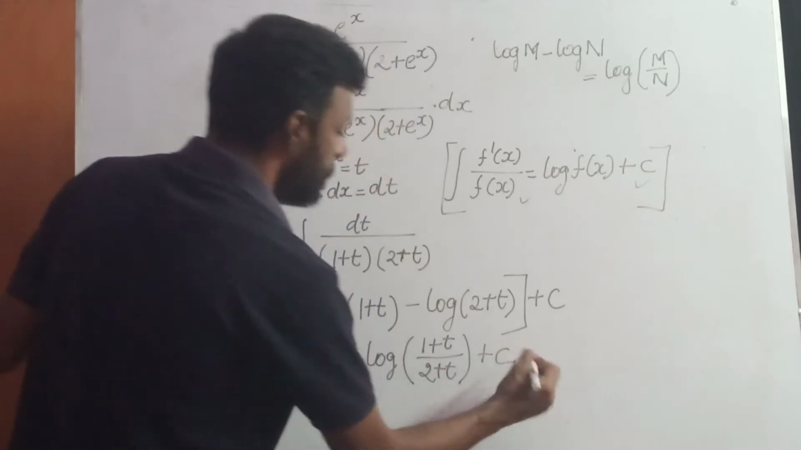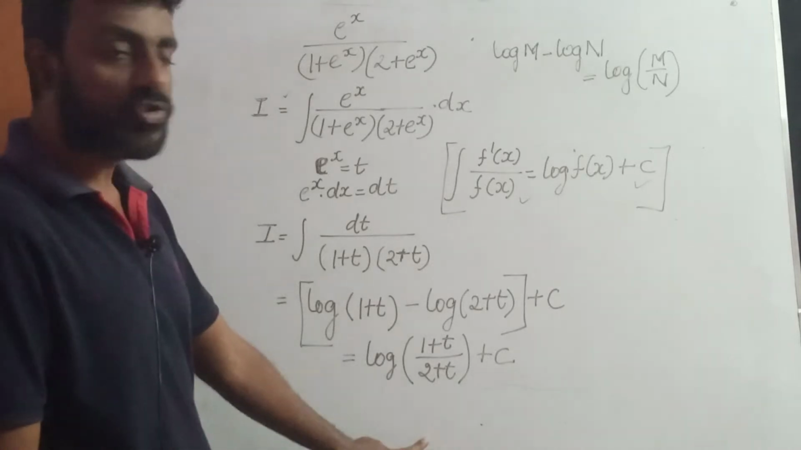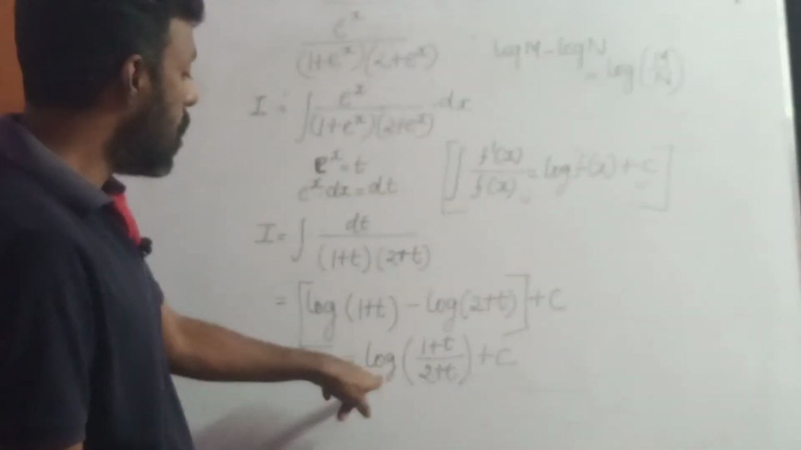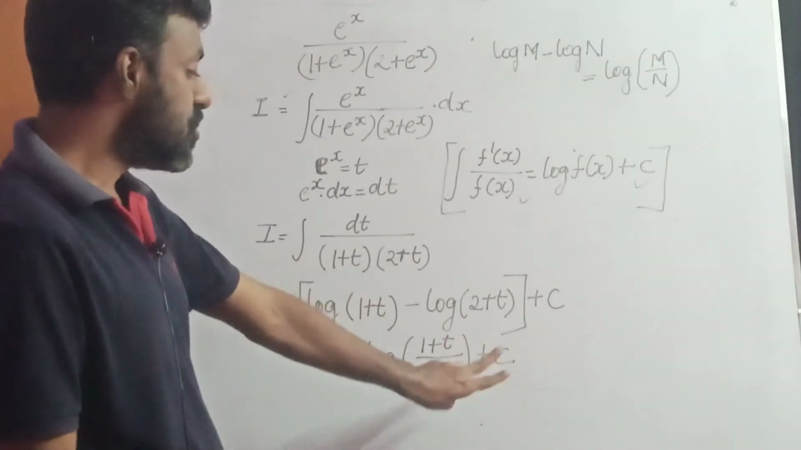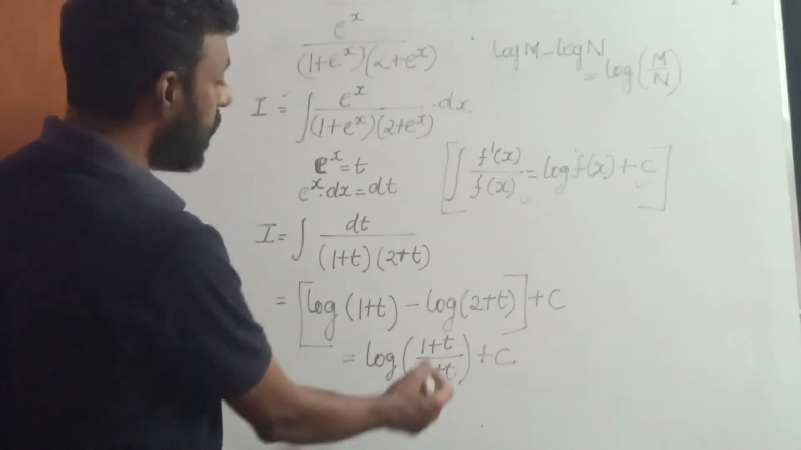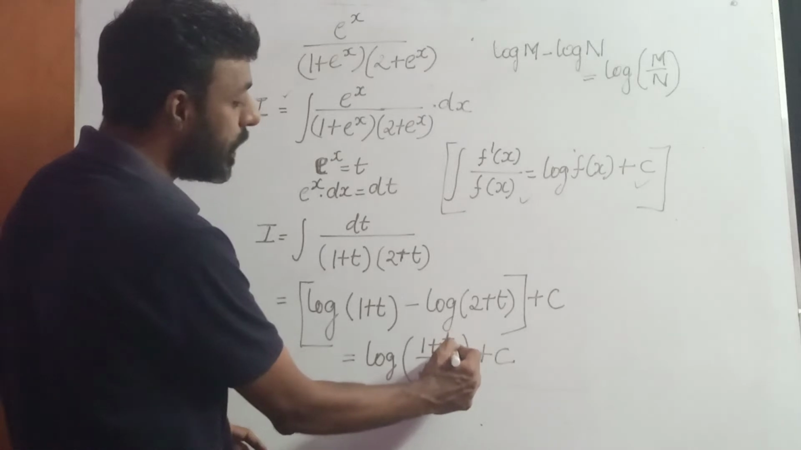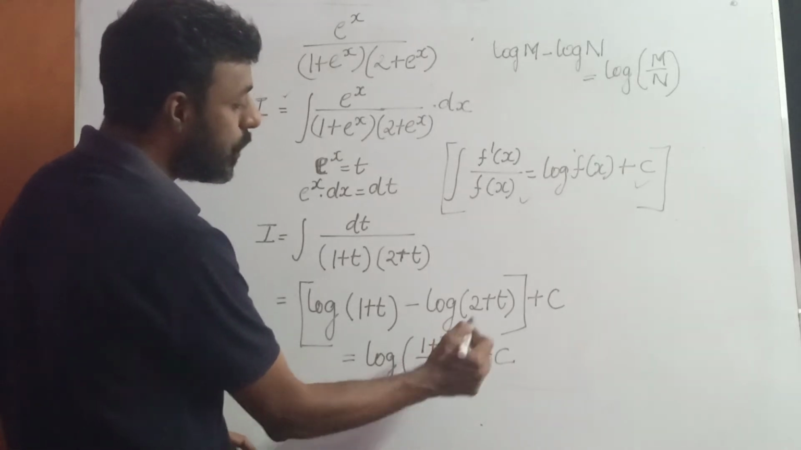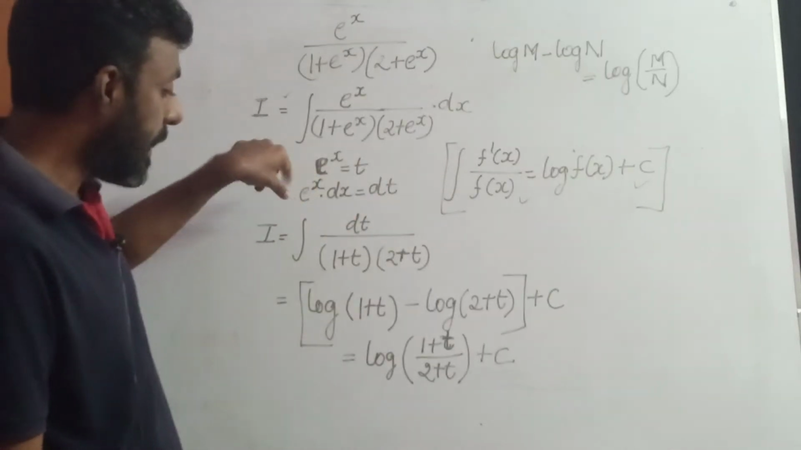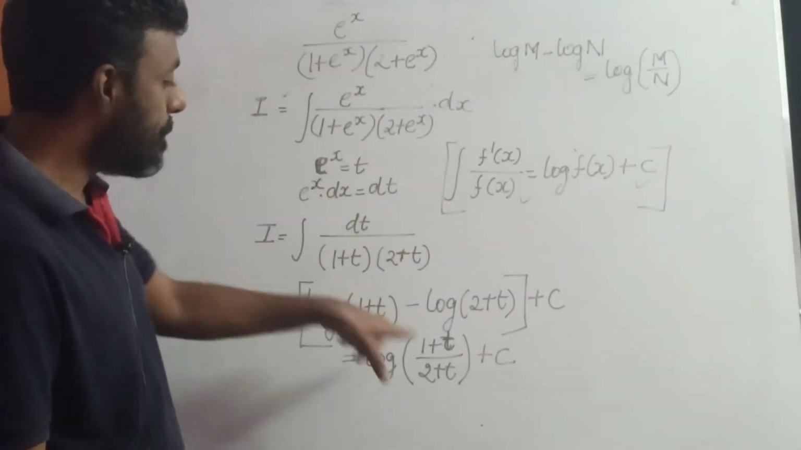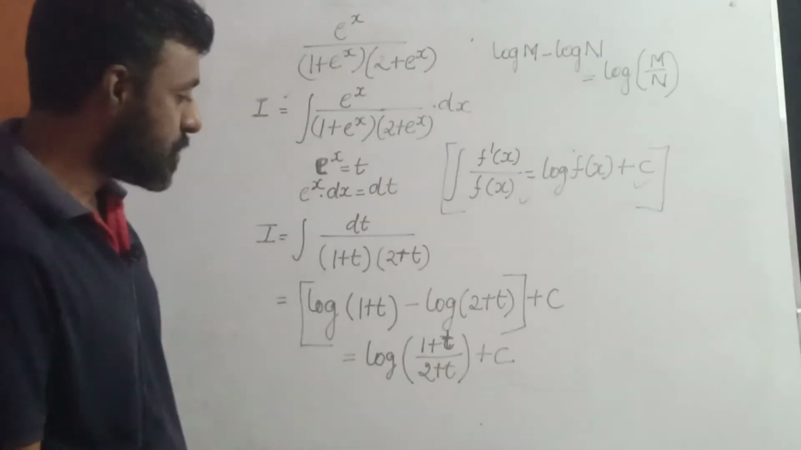plus c. So now what are we supposed to do? We got this value as log of 1 plus t divided by 2 plus t plus c. Don't stop here itself. Now what are we going to do? We need to decode it. What is the value of t? T we have assumed it as e power x. So why don't we substitute e power x in terms of t in this expression?